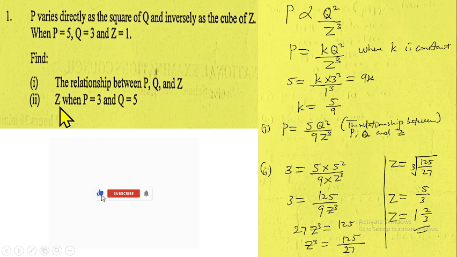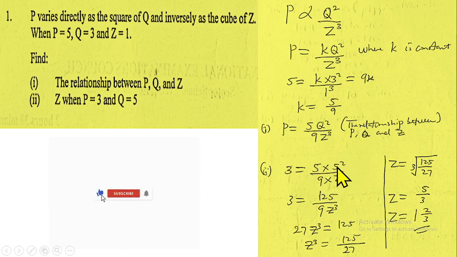Then you have to find the value of z when p is 3 and q is 5. All you need to do is to go back to your equation again, then substitute the value of p and q into it with the value of k as well to get the value of z. If you do that, our p is 3 equals 5 over 9 times q is 5, then you have 5 square, and the denominator multiplied by the z cube.